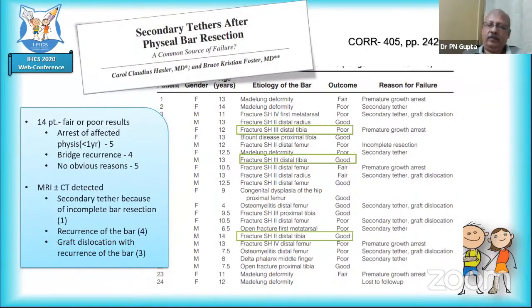I think I should have done that. You know, Premal, I would have done an osteotomy along with this, along with the physis, because of the deformity that the patient had. So that is what I would have done.